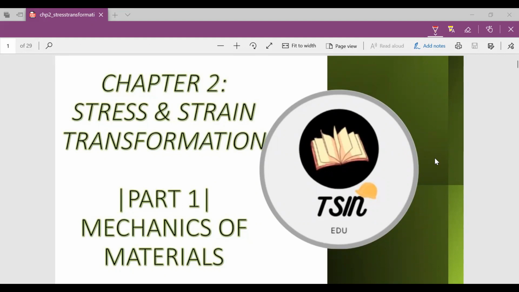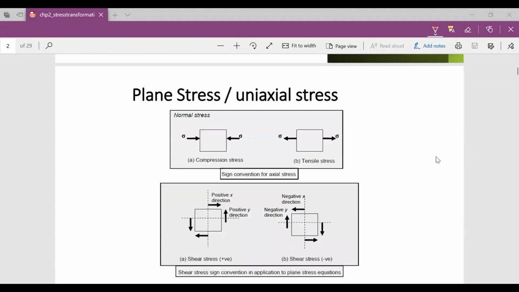So guys, today we're going to start a new chapter. The chapter is Stress and Strain Transformation. In this chapter, we learn more detail of chapter 1. Chapter 1 basically is the information that we learn in basic calculation. So in this chapter, we're going to learn further how to analyze stress.